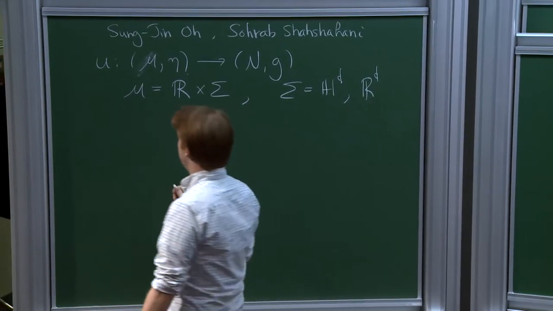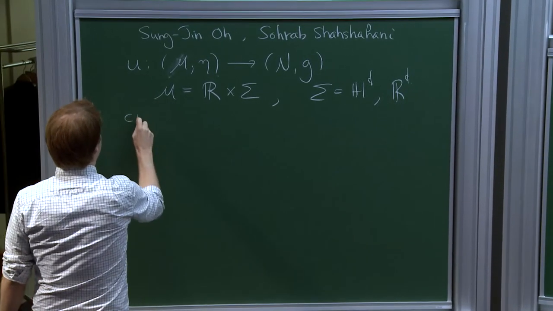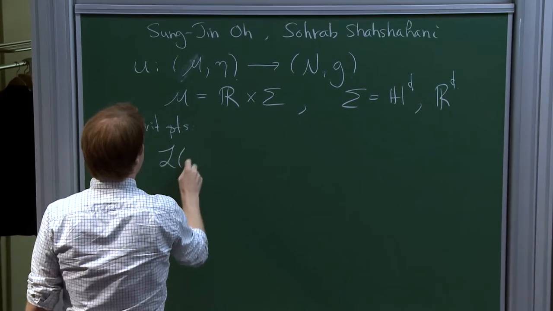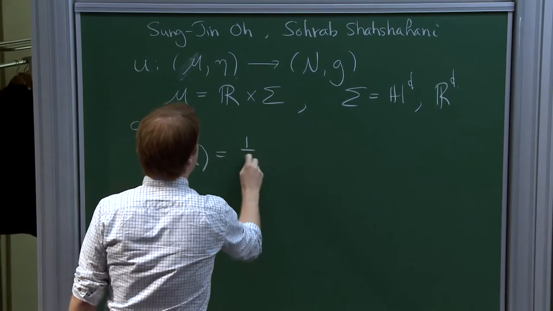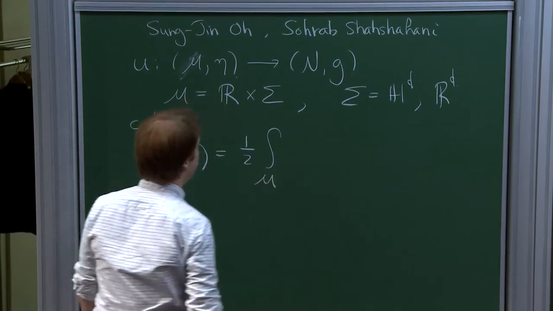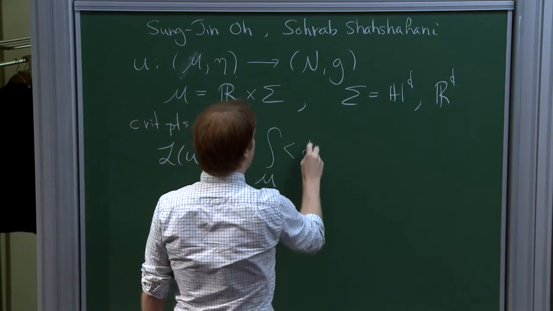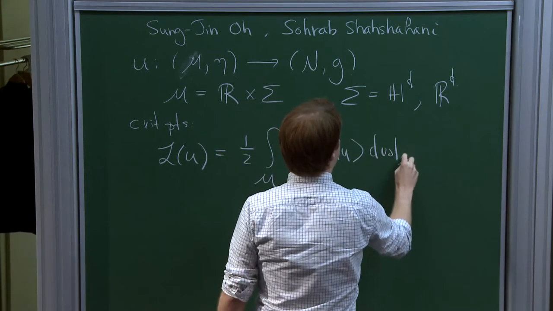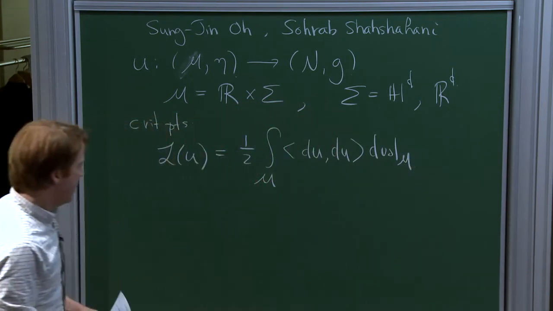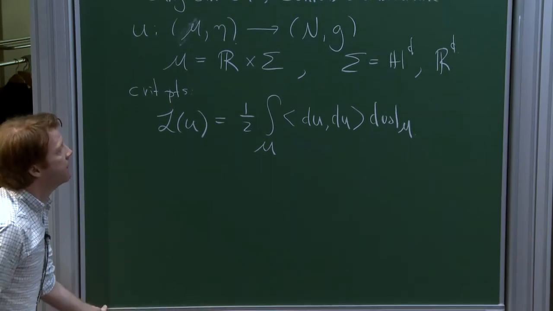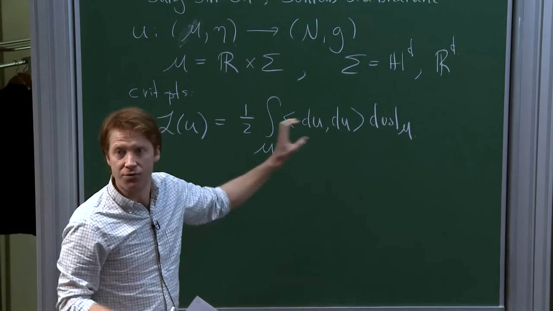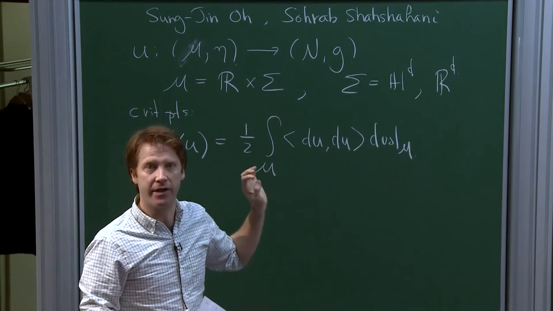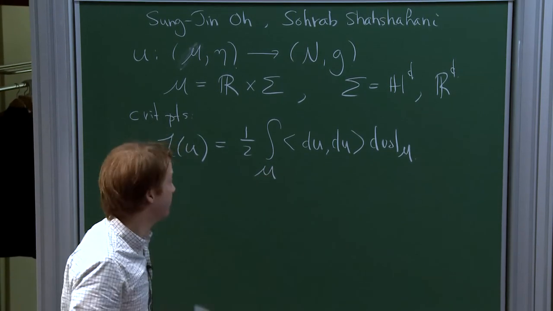Wave maps are formal critical points of a Lagrangian action. L of U is one half the integral over M of dU dU d vol on M. This is a very natural action. It's nothing other than the Lorentzian analog of the Dirichlet energy for the harmonic map equation, for example.